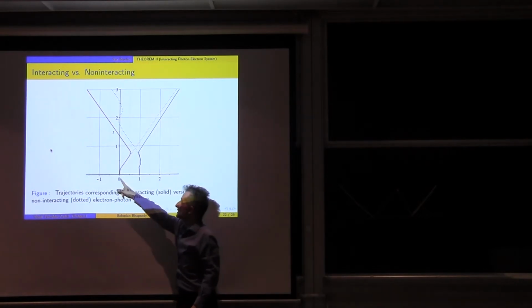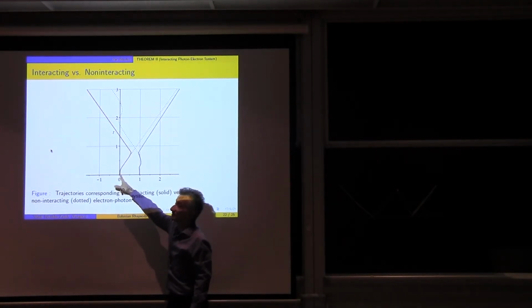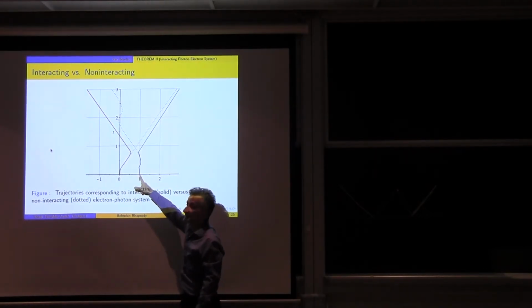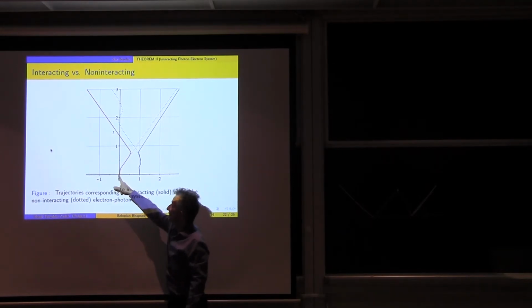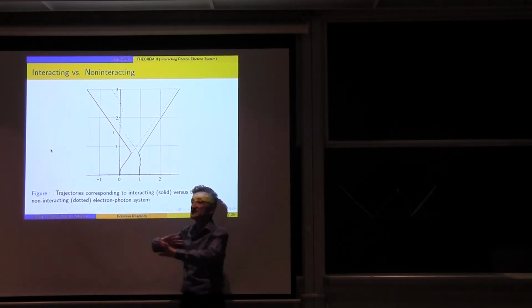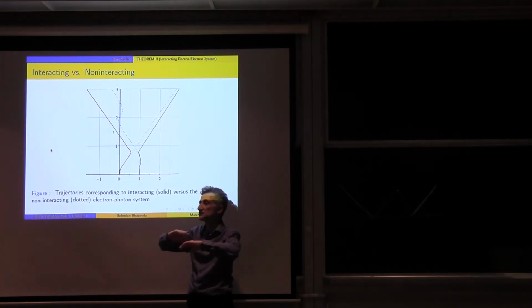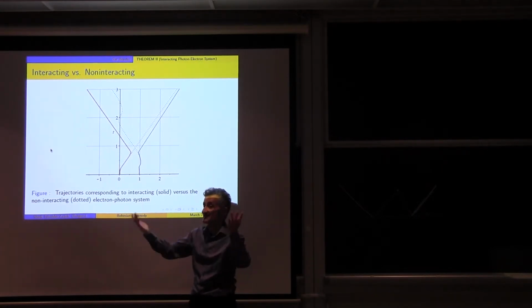So you start with some initial position. The red one is the photon. The blue one is the electron. You start at some particular position. So we have solved for a particular initial data. We have the wave function. Now we can choose where we want to actually start off the particles and see where they go.